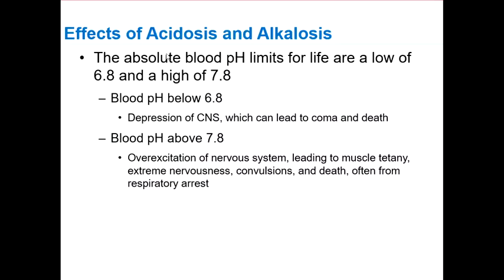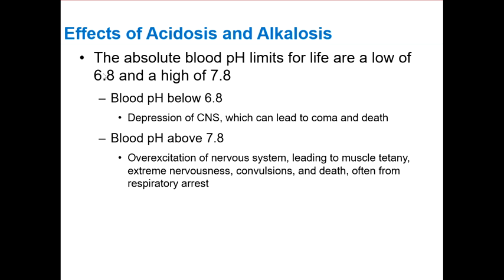So this slide here gives us the absolute limits of pH. We know normal pH in our fluid is 7.35 to 7.45. If it's lower than that range, we call it acidosis. Higher than that range, alkalosis. But the limit for life would be 6.8 on the acidosis side and 7.8 on the alkalosis side.